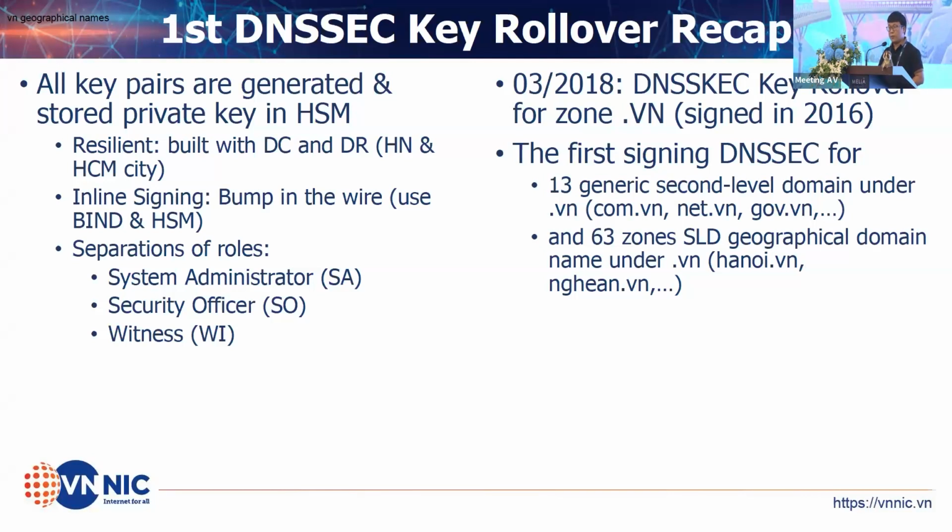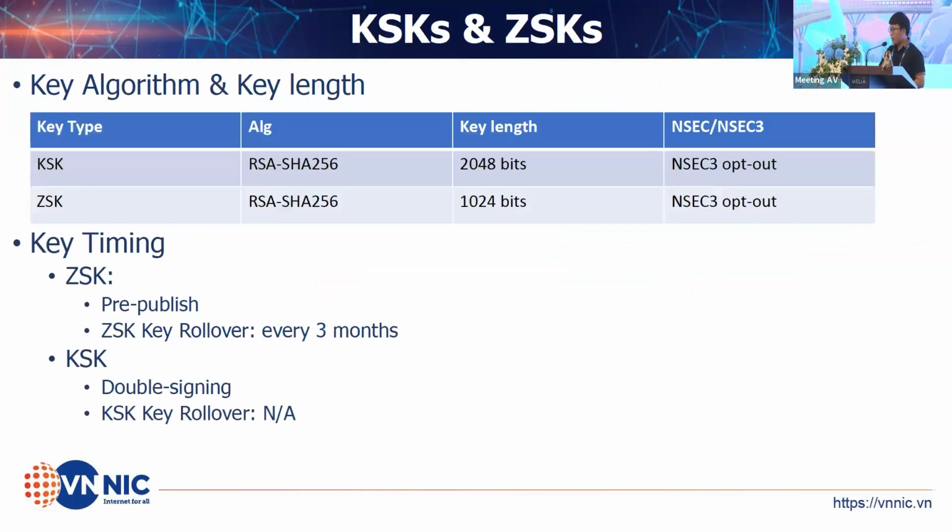For example .com.vn, .org.vn, and .gov.vn, and so on. We have about 13 second level domains under .vn, and we have 63 geographic domain names, named after the province or city name, for example Hanoi.vn, HoChiMinh.vn or Haiphong.vn.